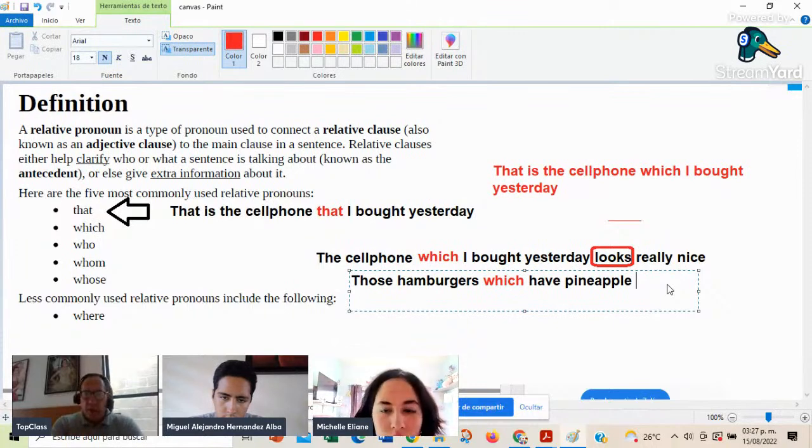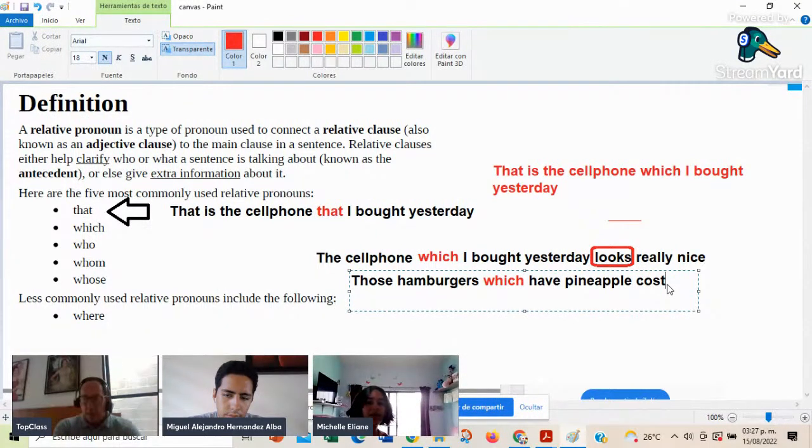Delicious. Something else. Those hamburgers which have pineapple, esas hamburguesas que tienen piña, ¿qué cosa? Look delicious. Are delicious. Are in $5. Cost $5. Cost $5 or $5, right?